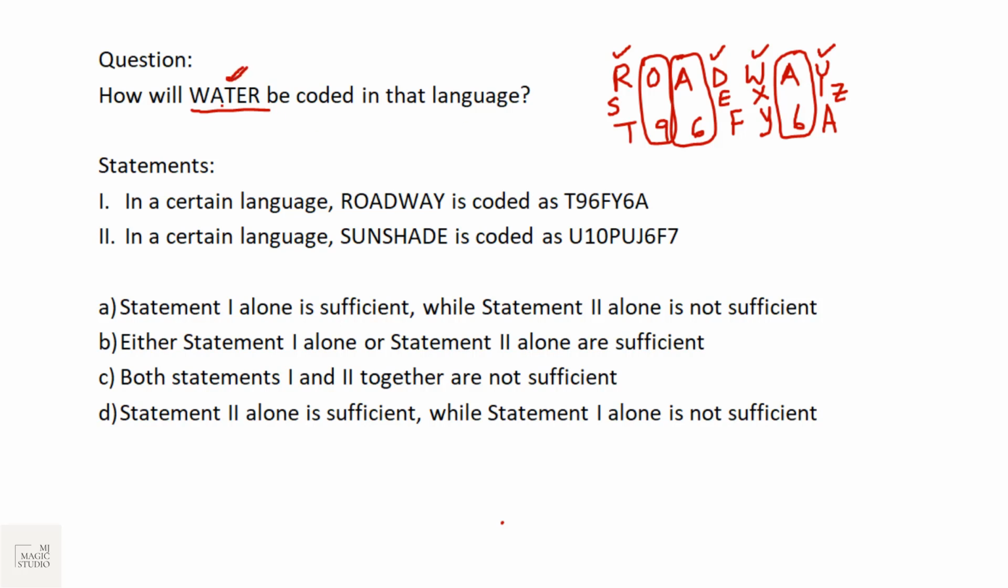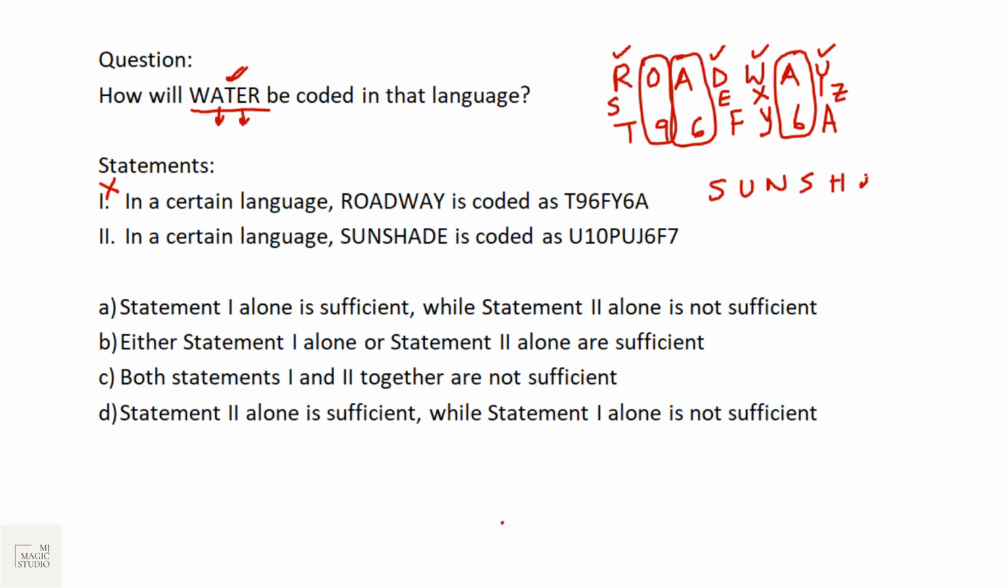We are looking out for number for A and E. For E, I don't think that we would be in a good position to find the number which can be assigned for E. So statement 1 alone is not sufficient for us to find the answer. Let's see what is there in statement 2.